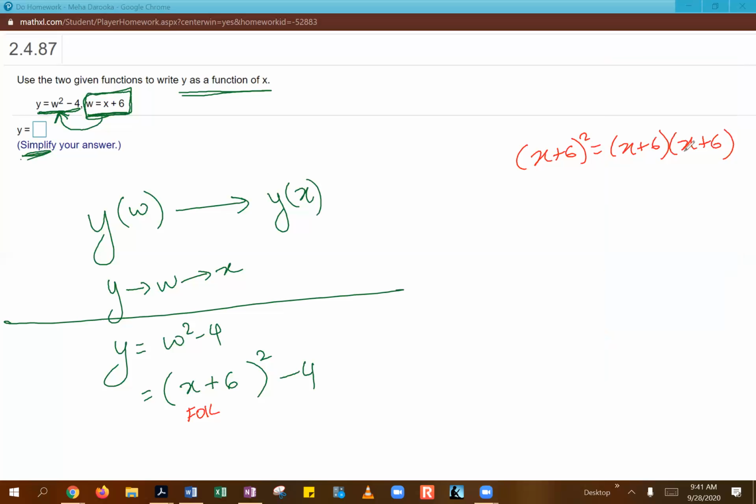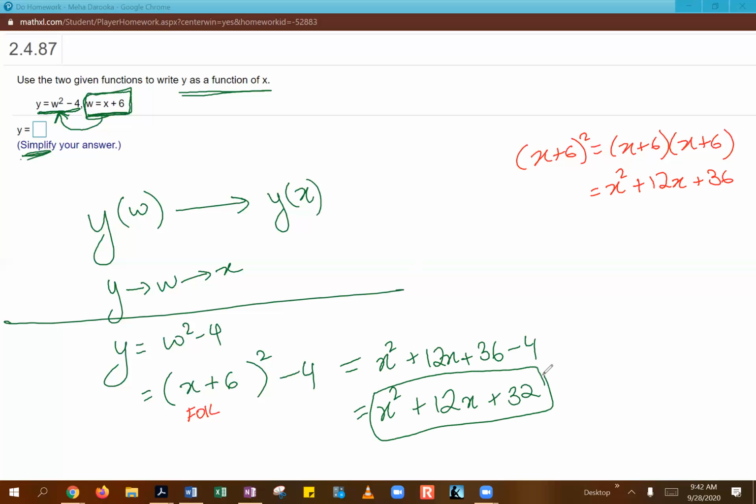Alrighty, very nice. So yeah, if you go ahead and FOIL this, this will come out to be what you guys have. Okay, x squared, 6 plus 6 will add up to 12x. 6 times 6, of course, is 36. So when you bring that back into our problem over here, that comes out to be your 12x plus the 36. But then when we do that -4 at the end, that's where you guys are getting that 32 from. So this will actually be your final answer.